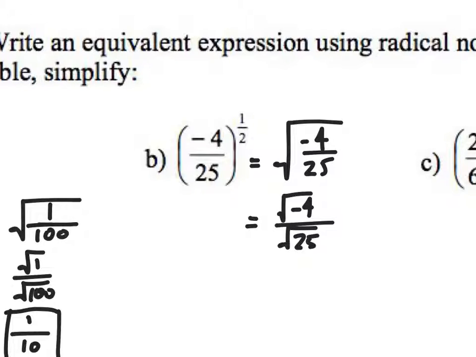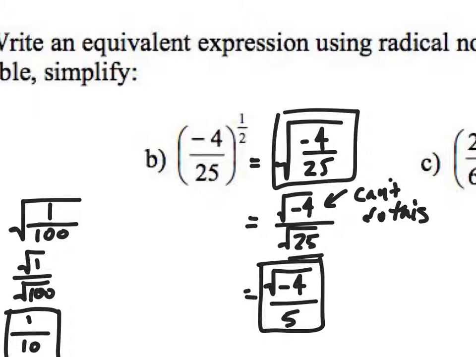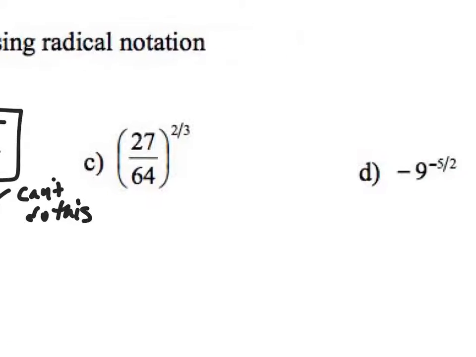Now, what I can't do is take the square root of a negative number. Okay, so I can't do that. However, I can take the square root of my denominator, which ends up giving me the square root of negative 4 over the square root of 25, which is just 5, and we could leave it like that. Leaving it like this would also be appropriate, just kind of depends. When you throw those negatives under the square roots, it kind of screws things up a little bit.